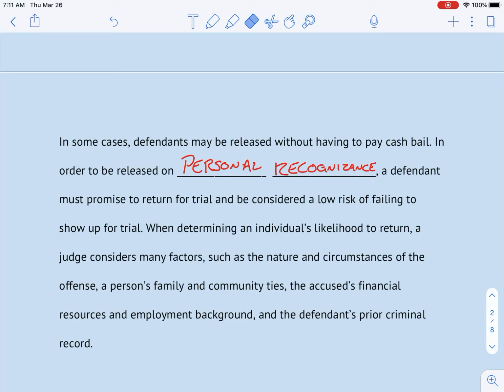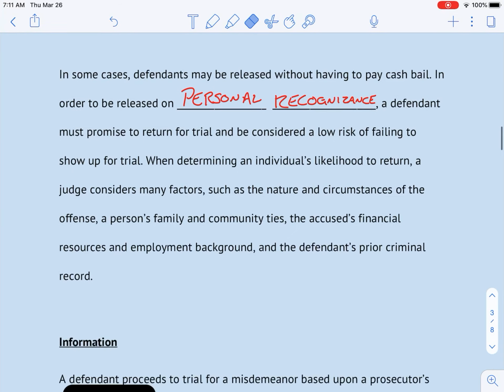When determining an individual's likelihood to return, a judge considers a lot of different factors, such as the nature and circumstance of the offense, a person's family and community ties, their financial resources and employment background, as well as the defendant's prior criminal record. So there are lots of factors to determine bail versus personal recognizance.